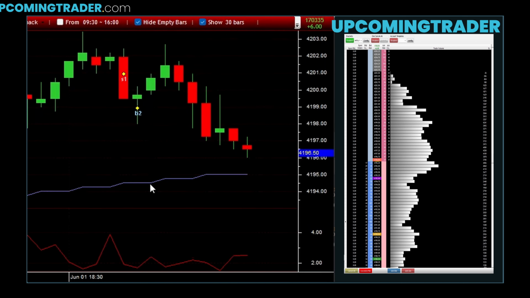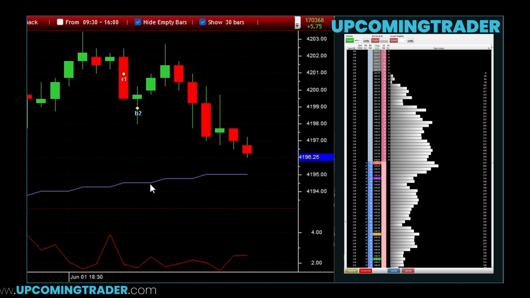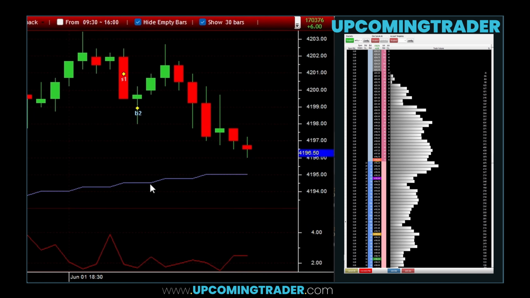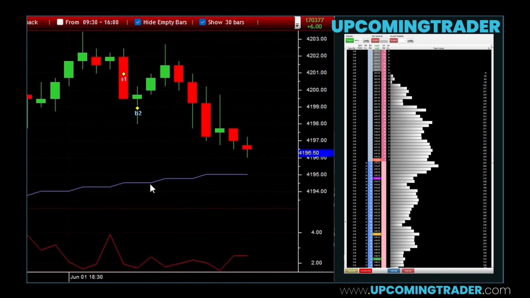In all three types of triangles, the key is to recognize the pattern early and prepare for the breakout. These periods of consolidation often precede significant moves, and by understanding the dynamics of each triangle, traders can position themselves to capitalize on the market's next big move. Whether you're dealing with an ascending, descending, or symmetrical triangle, these patterns provide clear signals that can enhance your trading strategy and improve your ability to anticipate market behavior.